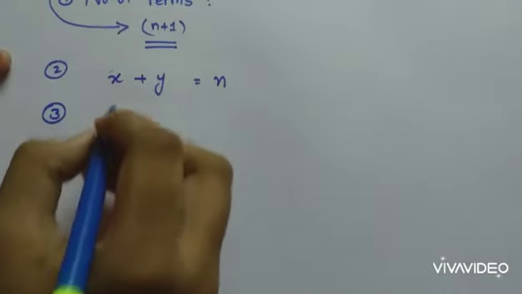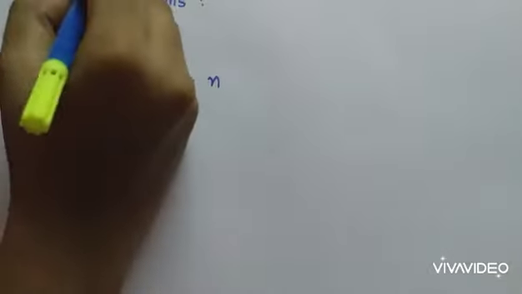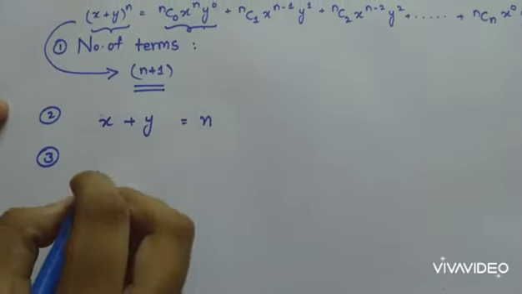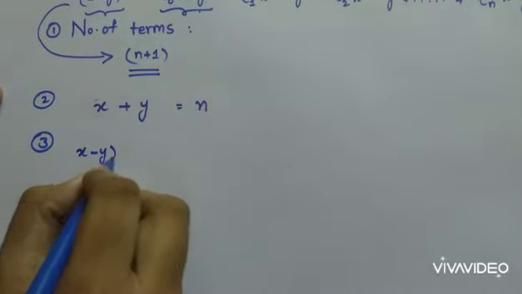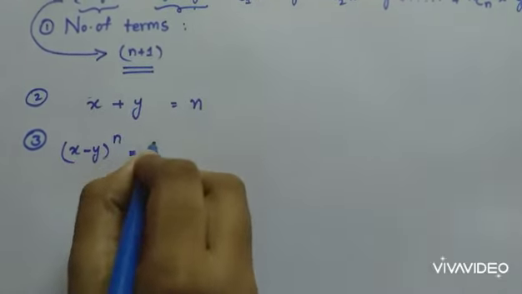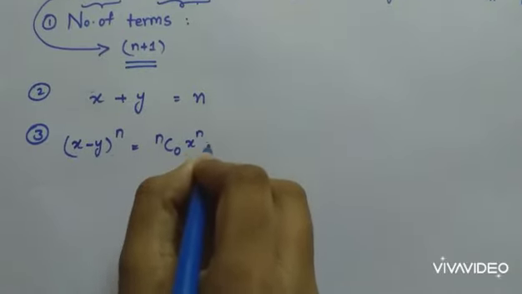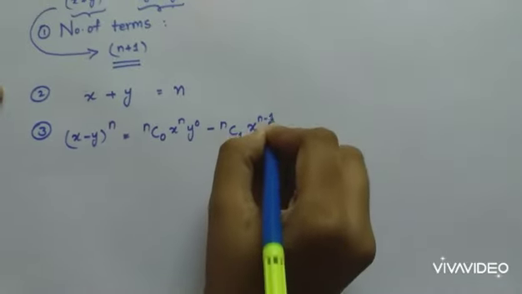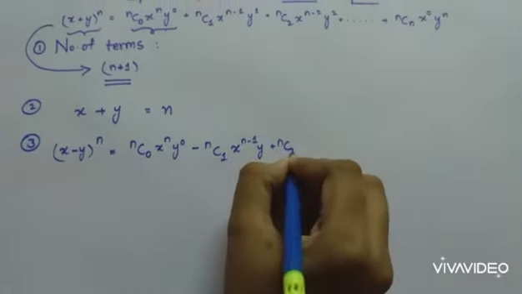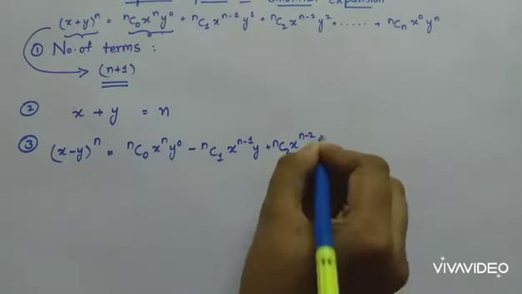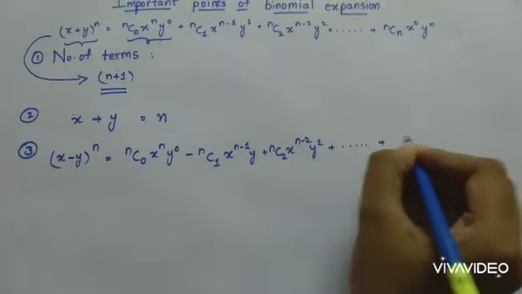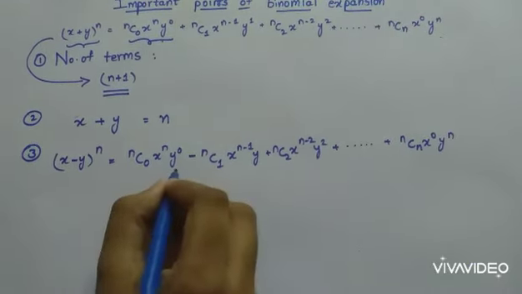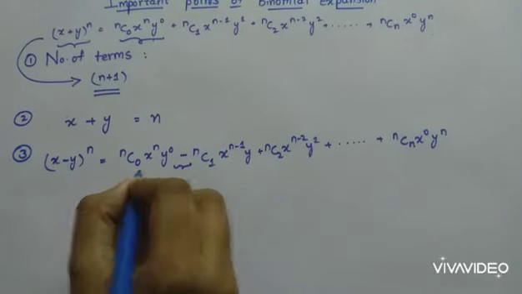And now let us see some more different expansions which are similar to what we learnt for x plus y whole power n. Similarly, if we see for x minus y whole power n, we get nC0 into x power n into y power 0 minus nC1 into x power n minus 1 into y plus nC2 into x power n minus 2 into y square plus so on plus nCn into x power 0 into y power n. In this expansion, we observe that sign alters from term to term.